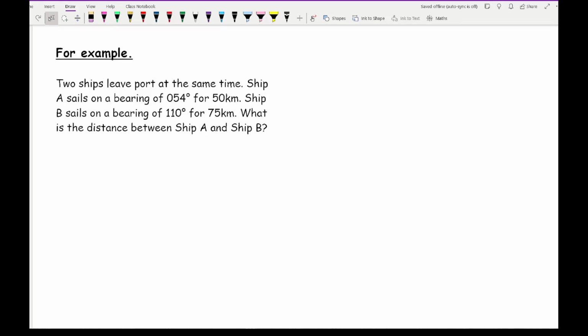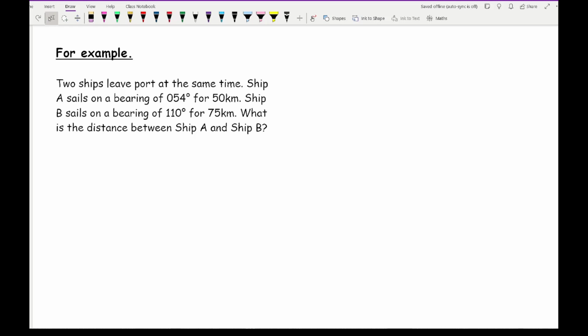So for example, here we have a question that reads, two ships leave port at the same time. Ship A sails on a bearing of 54 degrees for 50 kilometers, and ship B sails on a bearing of 110 degrees for 75 kilometers. What is the distance between ship A and ship B?